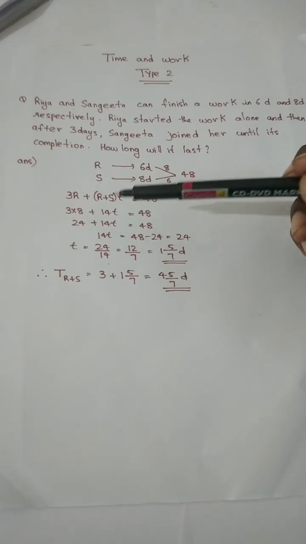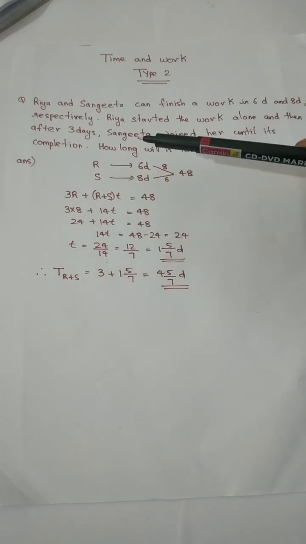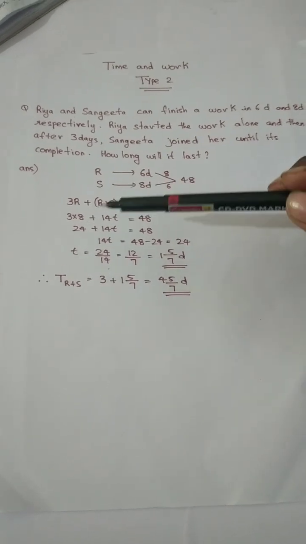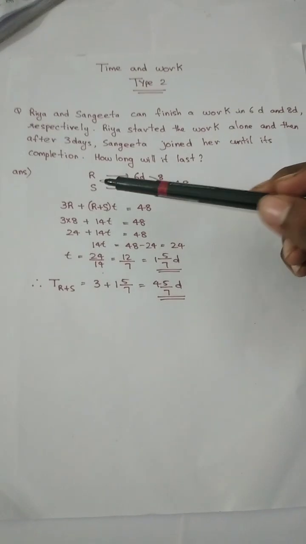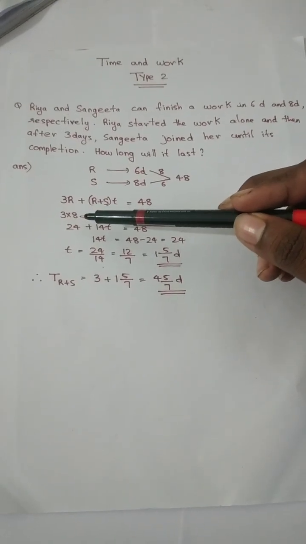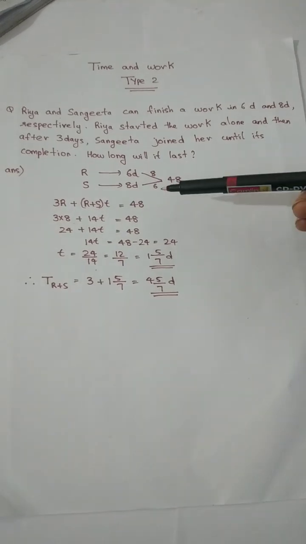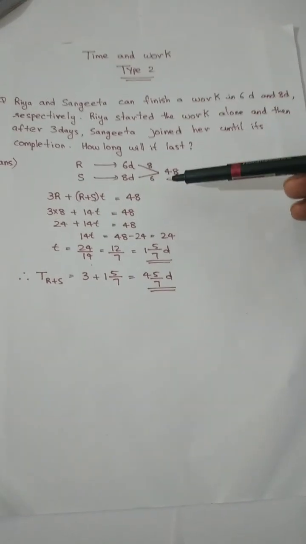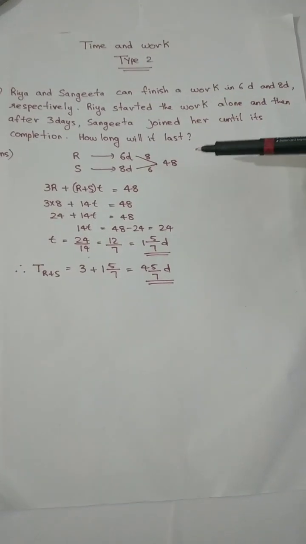So 3R plus R plus S into T. R plus S into T would be the work done by Ria and Sangeeta together after 3 days, and it is equal to 48. So 3 into R, the efficiency of Ria would be 8. Instead of R, we should replace it with 8, and instead of S, we would replace it with 6. So 3 into 8 plus 8 plus 6 would be 14. So 14T is equal to 48. 48 would be the total work.